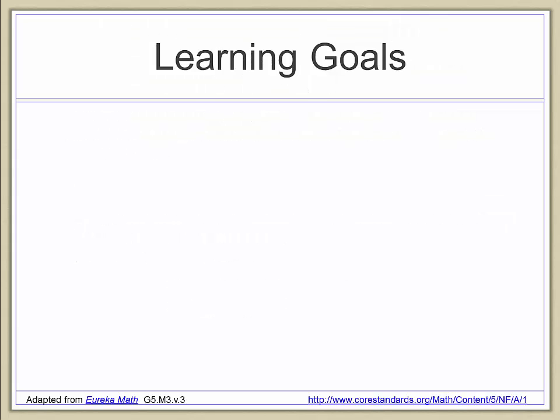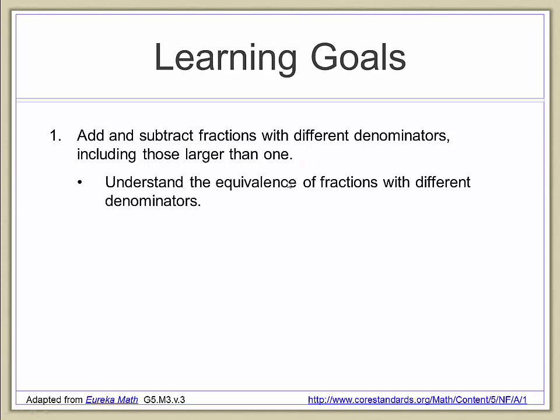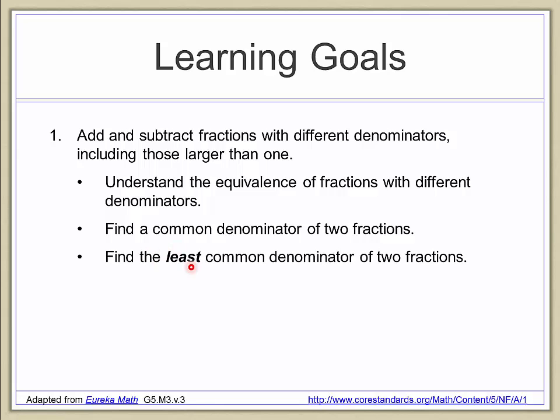The learning goals for this video begin with the big idea of adding and subtracting fractions with different denominators, including those larger than 1. The strategy that we'll be using for this is to use equivalent fractions, so we need to understand the equivalence of fractions with different denominators. Once we do that, we will learn to find a common denominator of two fractions and then do the addition. We'll also look at finding the least common denominator of two fractions, and while we're not going to focus a lot on reducing fractions here, we will introduce the idea that there are more than one common denominator sometimes, and one choice, using a smaller number, can be more effective than using the larger numbers.